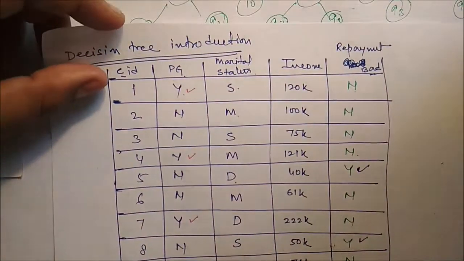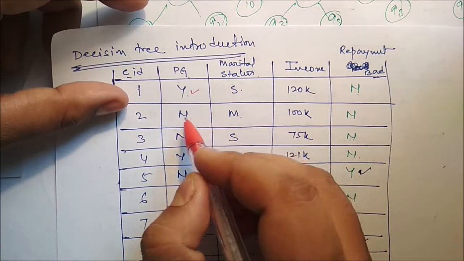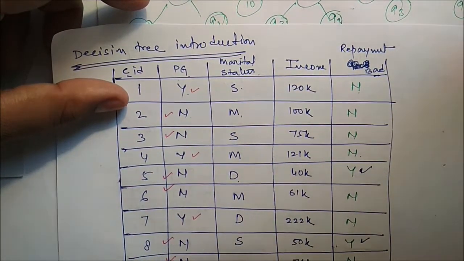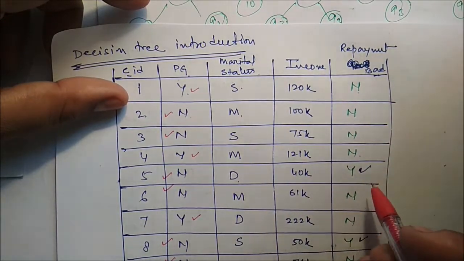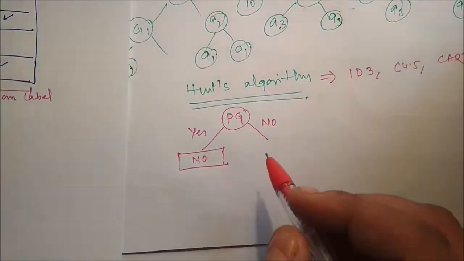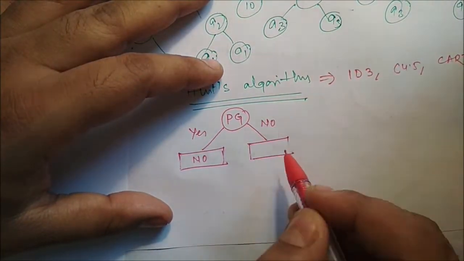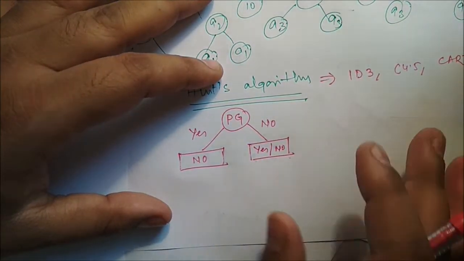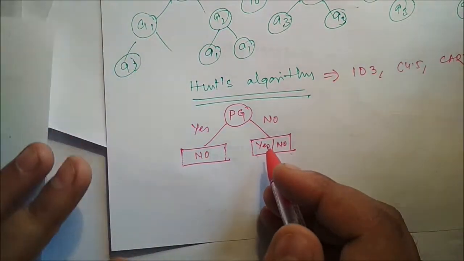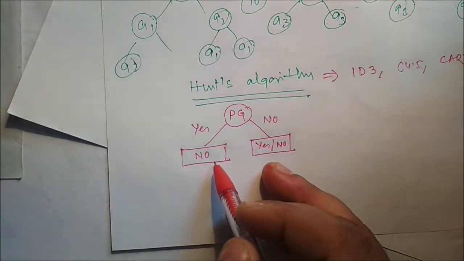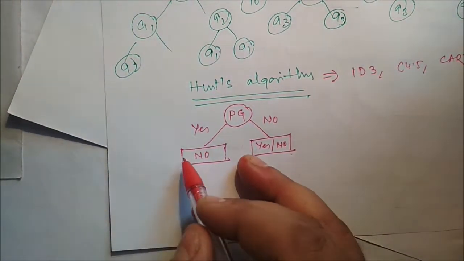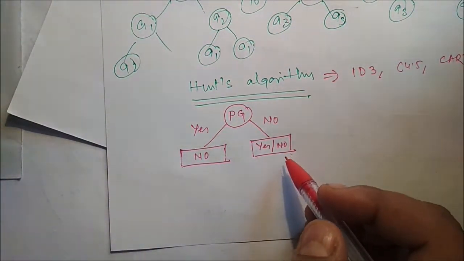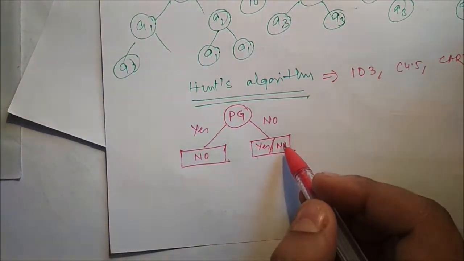Now if postgraduate degree is no, in this situation the class label is sometimes yes and sometimes no. Here you can see all the records belong to the no class, but here all the records do not belong to the same class. Sometimes it is yes, sometimes it is no.